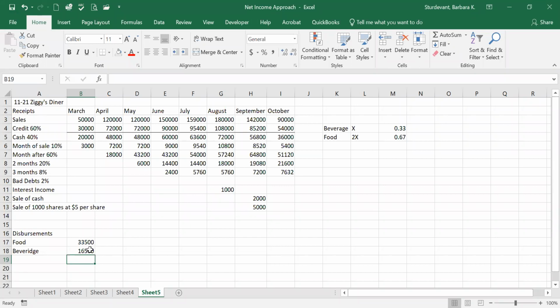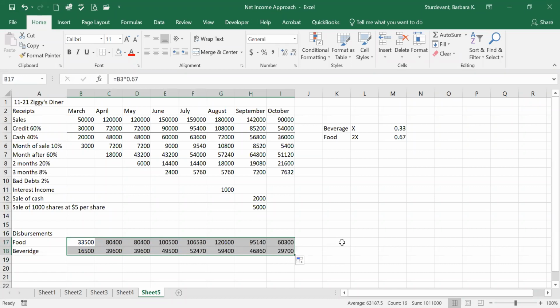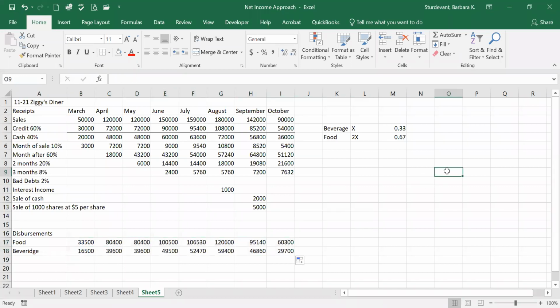Okay, and those two added together would give you your 50. Carry it across. And that is the only tricky thing with that one.